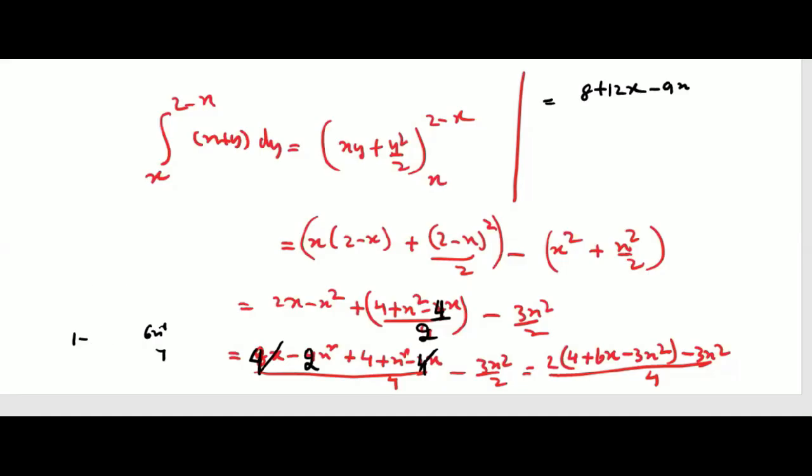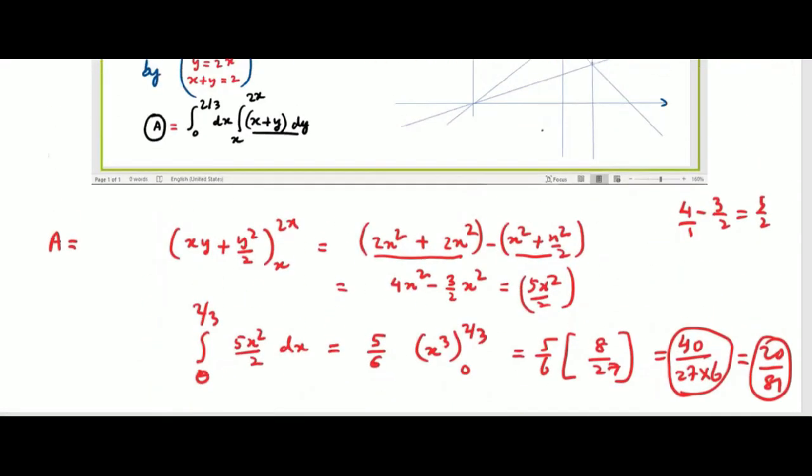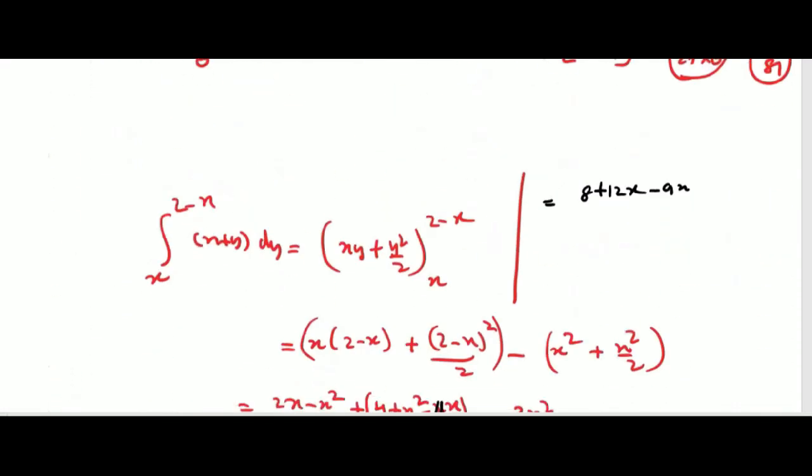No, that we have to check. Wait. See. You are saying this is 2x minus x square plus 4 by 2 is 2 plus x square by 2 minus 2x, right? 2x get cancelled and minus 3x square by 2. Okay. So you get minus x square, right? Yeah, 2 minus 2x square. Okay. This you have to integrate between 2 by 3 to 1.